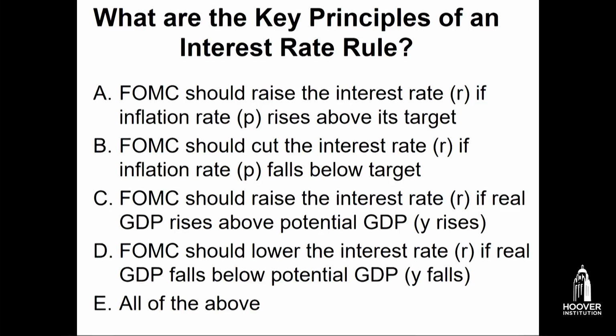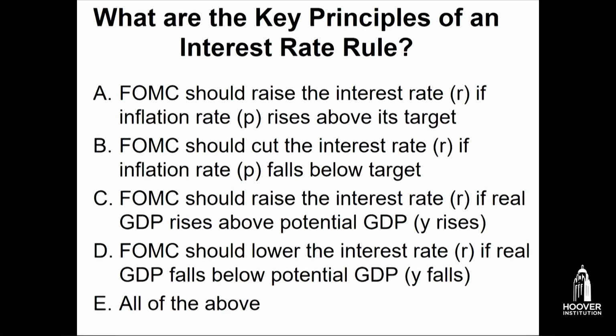Okay, so these are just questions. Should the FOMC raise the interest rate when inflation rises above a target? Well, the answer is yes. That will tend to slow the inflation rate down. Should it cut the interest rate when inflation falls below the target? Yes, the idea is that will speed up inflation. And same with GDP. Should the FOMC raise the interest rate if real GDP rises above the normal rate, potential GDP of the economy? Yes. Should it lower the rate when the economy is in a recession or GDP falls below? Most people would say the answer to all this is yes.